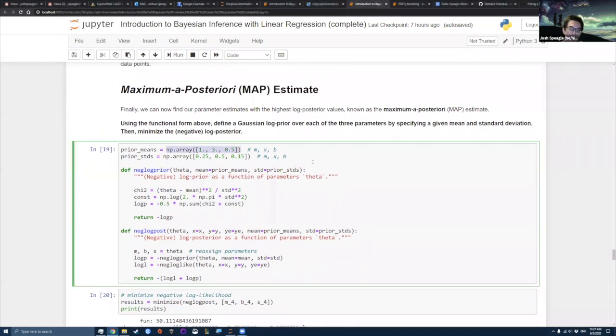And so what I'm assuming is that maybe from some prior experiments, I expect that the slope of the line should probably be maybe 1. The intercept should maybe be 3. Maybe the scatter should be something like 0.5. Maybe from past measurements or past experiments, I have some knowledge of this. And I have some uncertainty on that that I've written down here. Maybe the slope can change by about 0.25. The intercept might shift around by maybe 0.5. And the scatter might change by maybe 0.15.